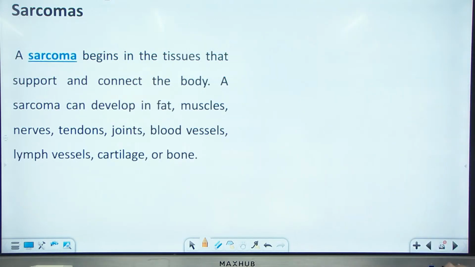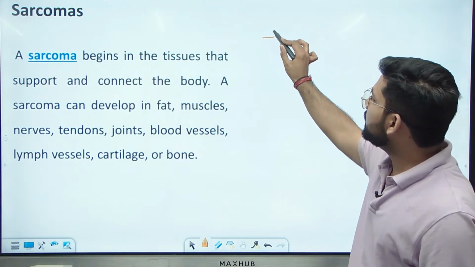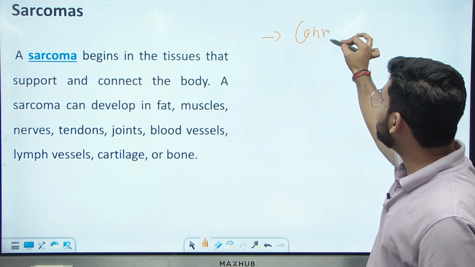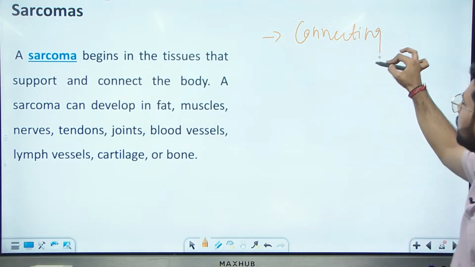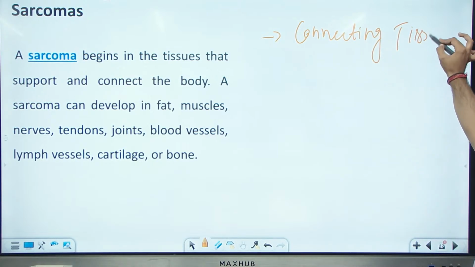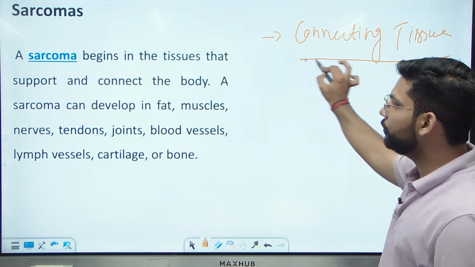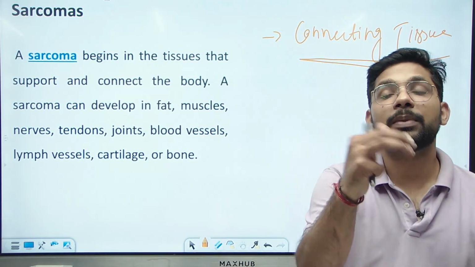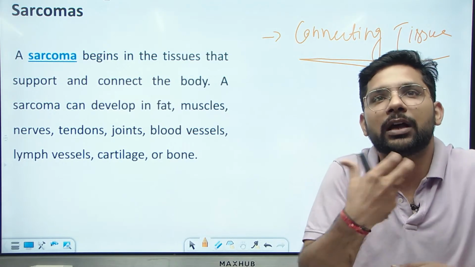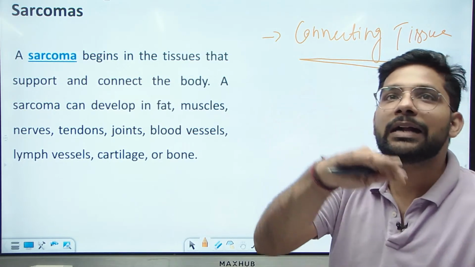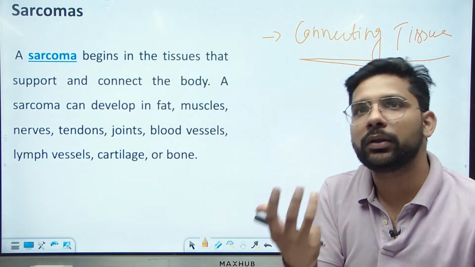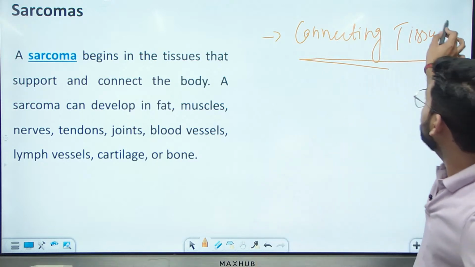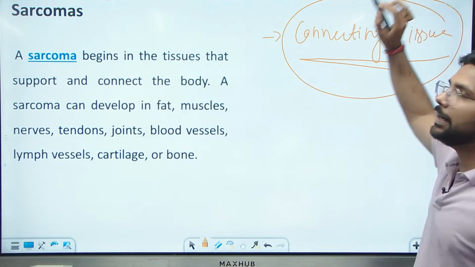Now come to the second type, the sarcomas. Means it will affect the connecting tissue of the body. It will affect joints. It will affect blood vessels. It will affect your nerve system. It will affect your cartilage. It will affect your bone. Means it is affecting the connecting tissue of the body.